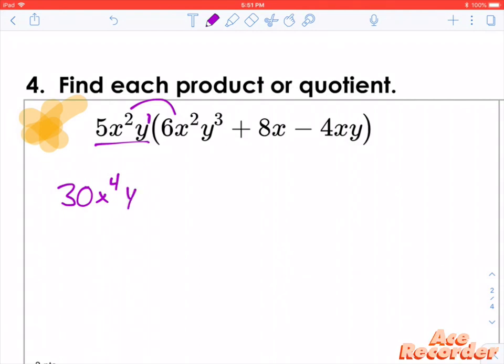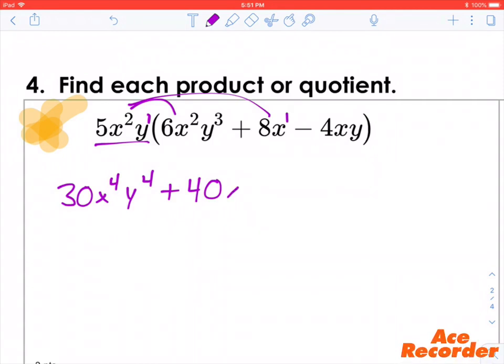Y is 1 plus 3, which is also 4. And now we do the second one. 5 times 8 is 40. Use your calculator if you need to. 2 plus 1 is x to the third. And then do not forget about the y that's on the first one. Even though it doesn't have one on this term, it's still there.